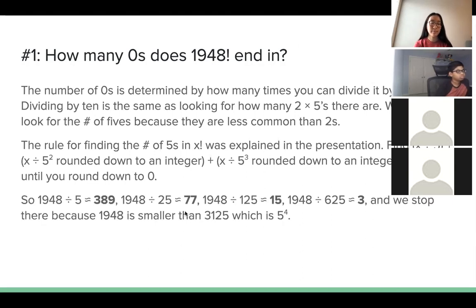Here you can see our math where we're rounding down. So 1948 divided by 5 rounded down equals 389, and so on until finally we do 625, and we don't go any further because the next power of 5 would be 3125, and that's bigger than our original number. When we sum up all of our numbers, we get 484 trailing zeros, because that's how many 5s there are in the prime factorization of this number.